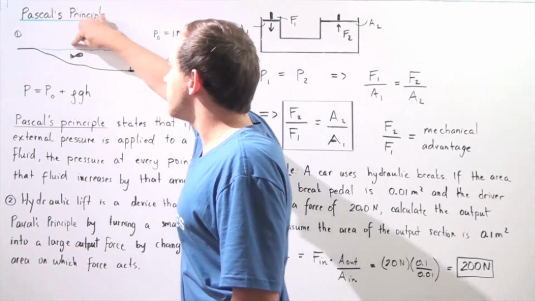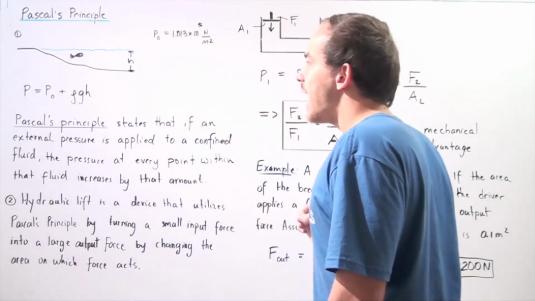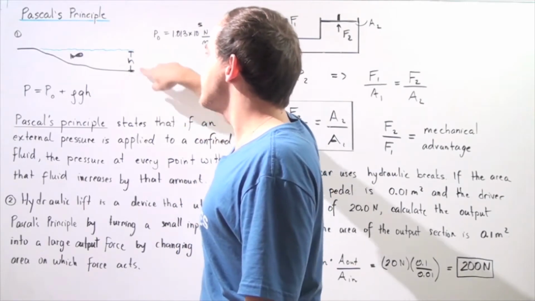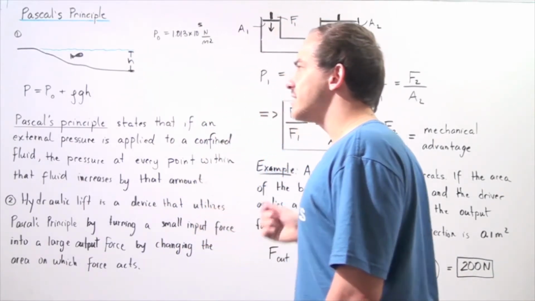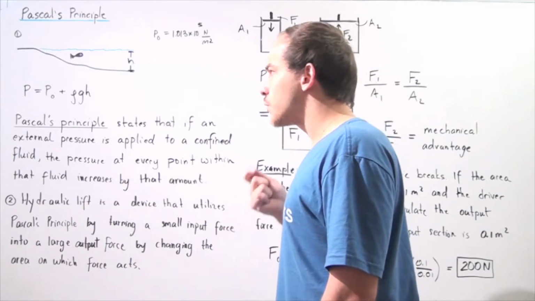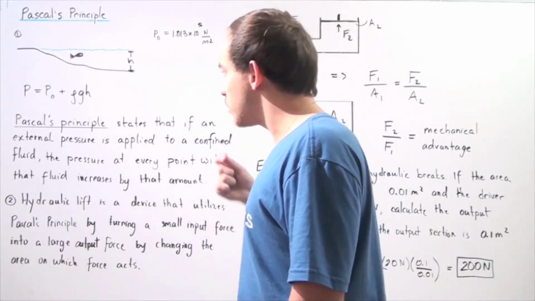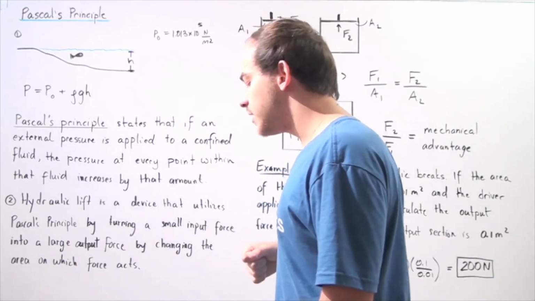So the surface of the lake is at sea level, and the height from the surface of the lake to the bottom of our lake is h. Let's suppose we want to calculate the fluid pressure inside our lake. So we want to calculate the fluid pressure at the bottom of the lake.